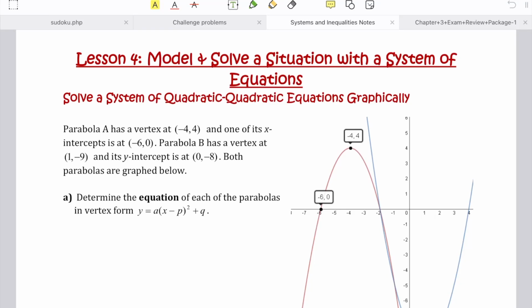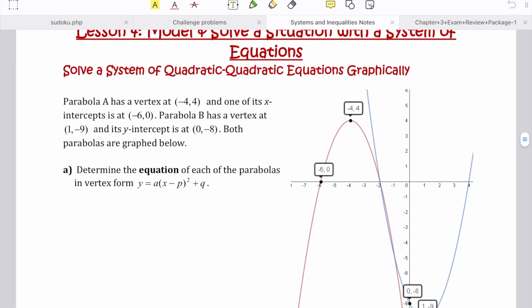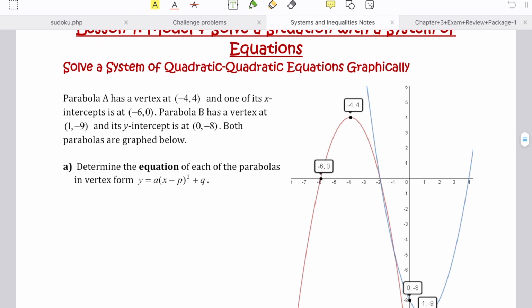Okay, so last lesson that we did was about solving system of equations using substitution and elimination. We talked about linear-quadratic and then we talked about quadratic. So today we're going to learn about how to do this using a graphing calculator.